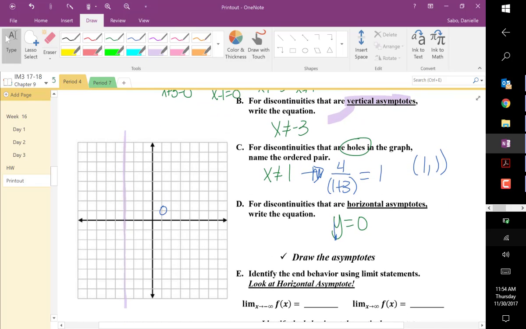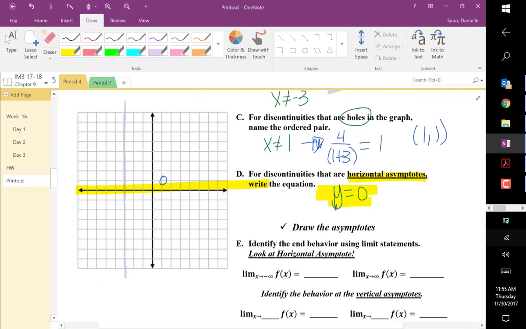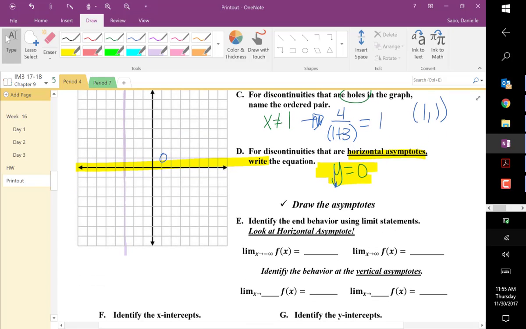Now we have to do one more. Let's draw in our asymptote here at 0. I'm just going to show you something. You can obviously just type this in your calculator and get the graph. But now from what I taught you, let's see if you remember. The end behavior is always going to be your horizontal asymptote. So what are these two numbers here? 0.